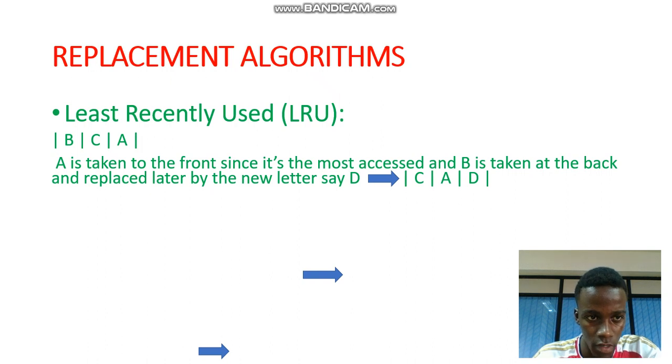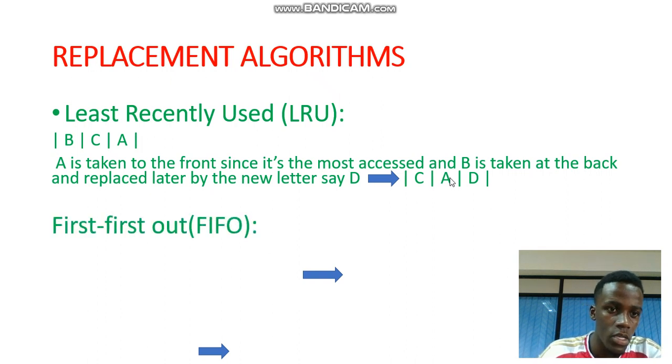The first one is least recently used. Say we have these three blocks: block B, block C, and block A. And say a new block D comes in. A is taken in front since it is the most recently accessed, and B is taken at the back and replaced by the new block D. B is the one which is least recently used, so it's taken at the back, and D has to come in as the new block.